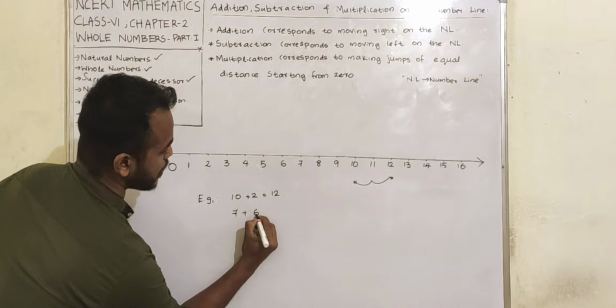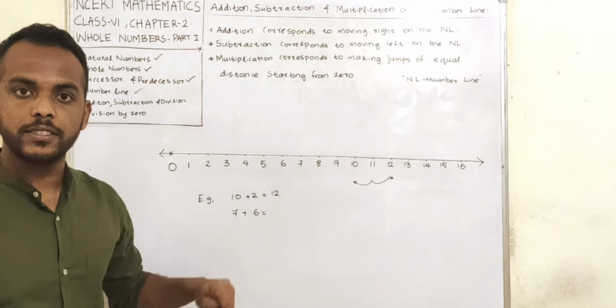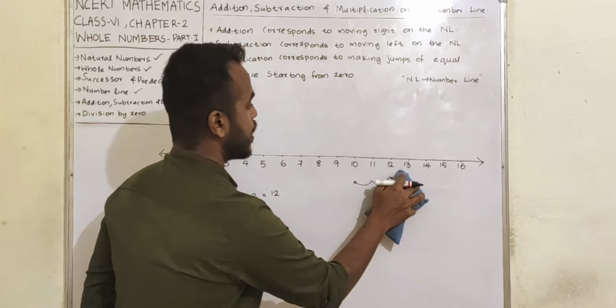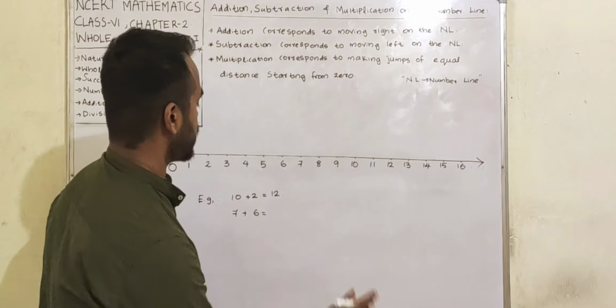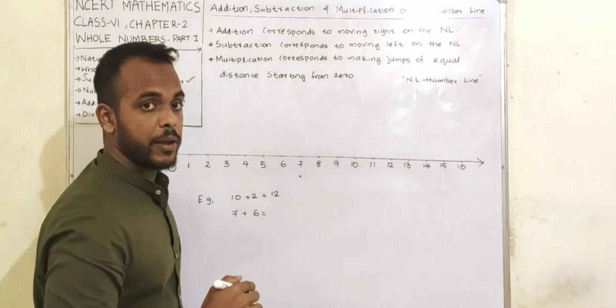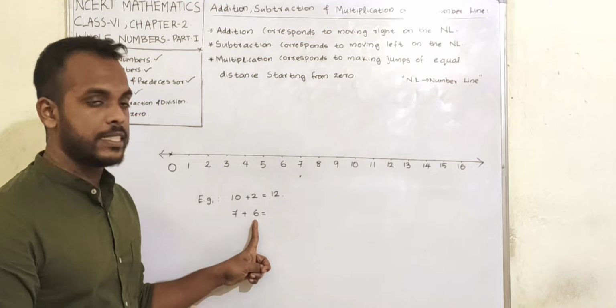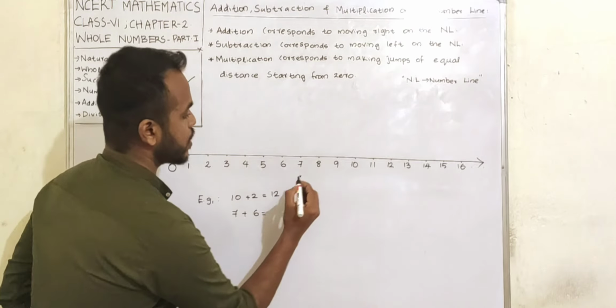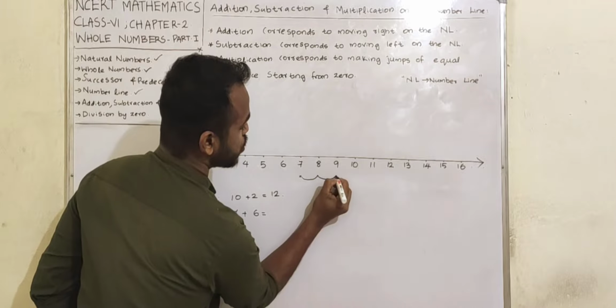7 plus 6. What is the value of 7 plus 6? Let's find out from the number line. Here is our 7. How many movements do we need to make? 6 continuous movements.